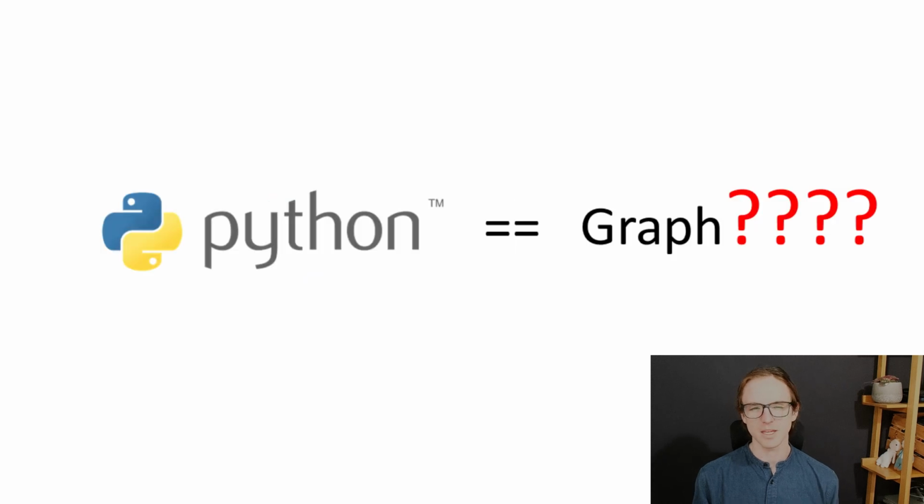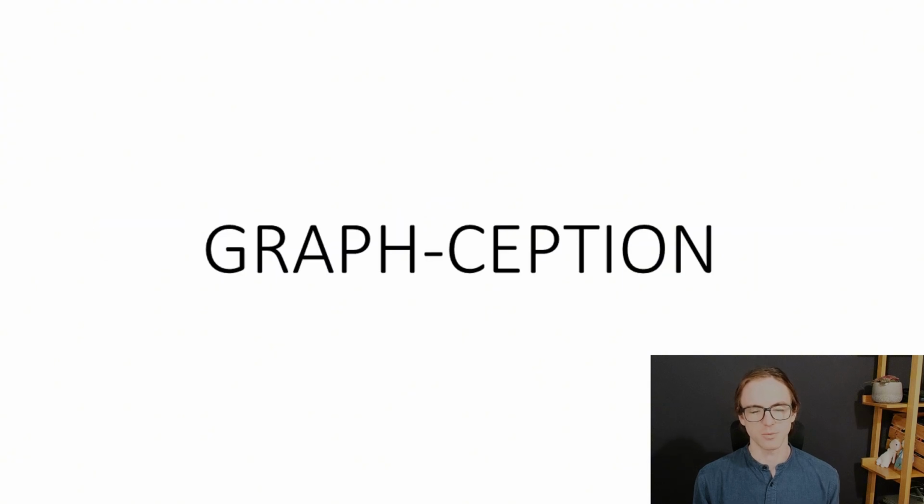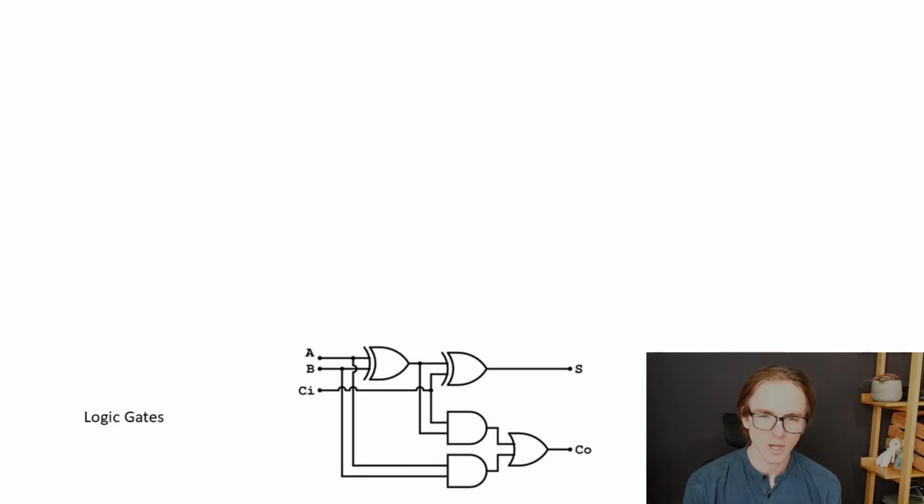Now, I know what you might be thinking, isn't that just a programming language? Well, yes, it is. Python is a graph. And so this brings about a topic which I call graphception, which is higher and higher order graphs all built on top of each other to increase our ease of use and our ability to represent more and more abstract concepts. On the lowest level, we've got logic gates, which are a graph.